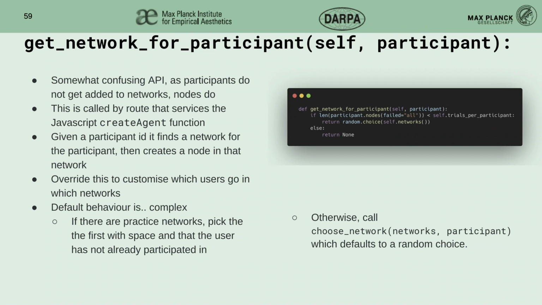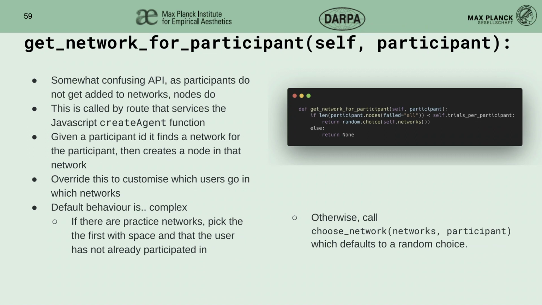This is saying this is a person, you can use the participant object to find all the nodes they have previously, so you can see how they've interacted with networks in the past. Which network should I create a node for them for? So you don't have to manage the node creation, you can override this just to define the logic of which network they see.